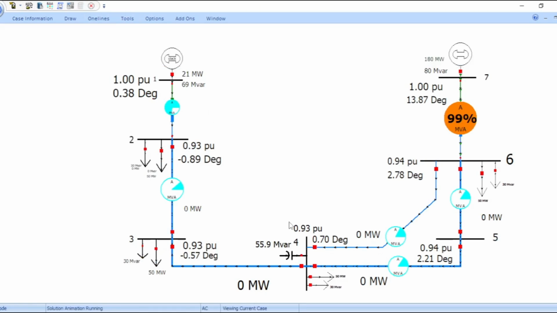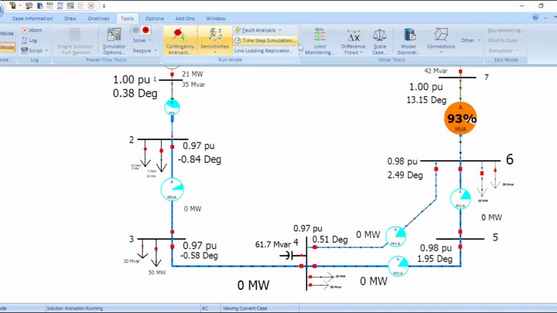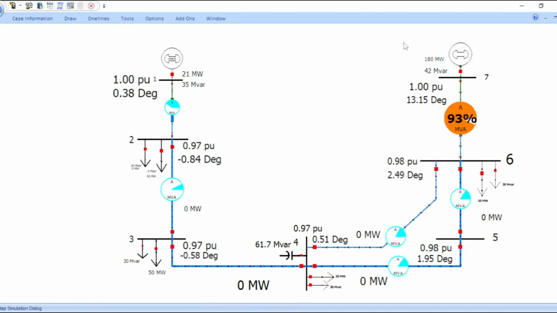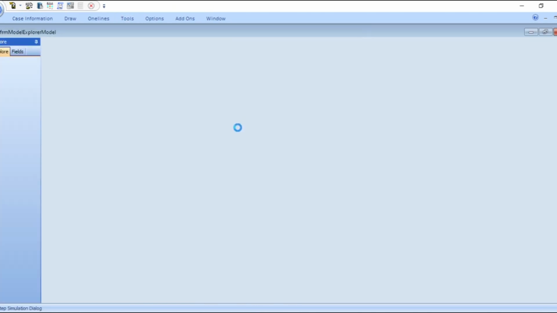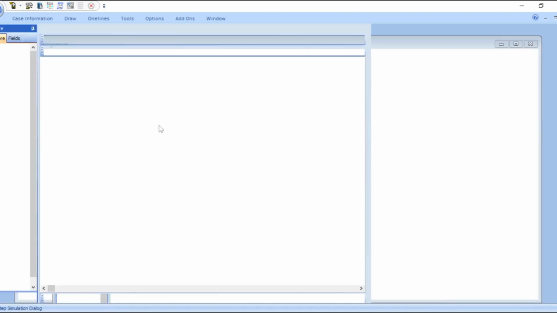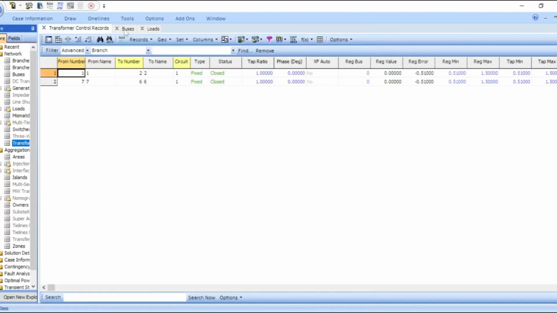We run it. So we can see here that the voltage at bus 4 has increased by 5%. Previously it was 0.93 and now it's 0.97. We can also see the total voltages and added buses in the Model Explorer, as shown here.